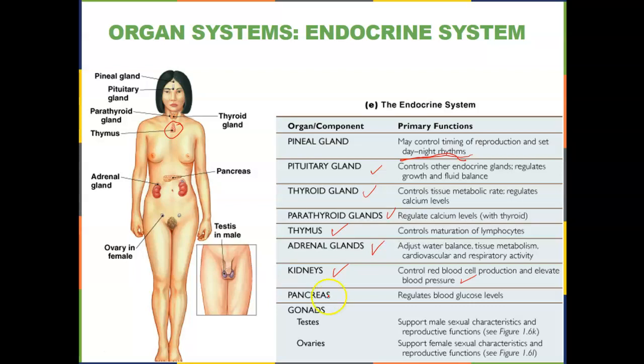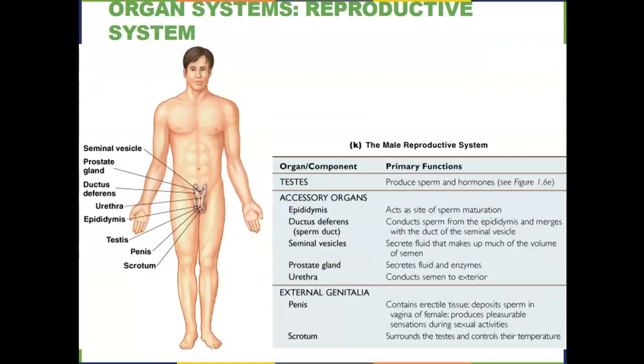And then the reproductive system, which does involve reproduction of the species. The endocrine system component of the reproductive system are the testes and the ovaries. So in addition to performing reproductive functions, the ovaries and the testes make hormones, sex hormones, that help develop and support the secondary sexual characteristics of males and females.